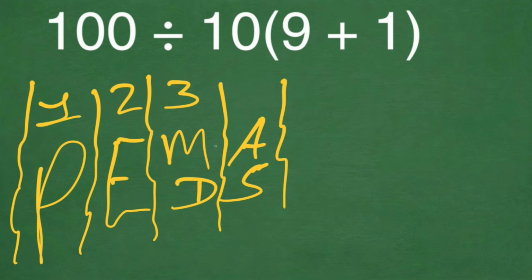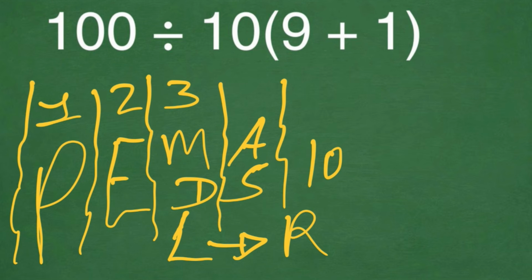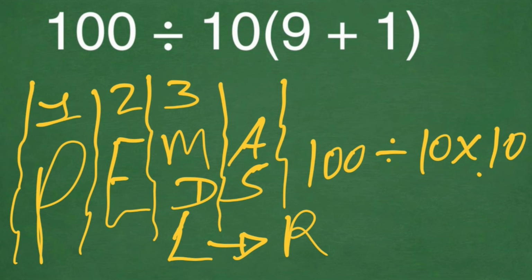Multiplication and division both have equal priority, right? They are priority number 3, and we have to solve the problem left to right, starting from left all the way to the right. So if we have 100 divided by 10 times 10, we are not going to solve the multiplication first. We have to solve the division, not because division has higher priority than multiplication, but because division comes first, right?